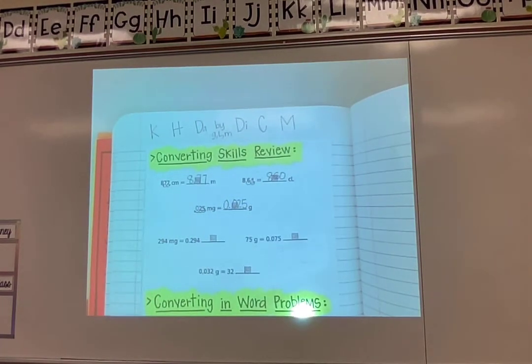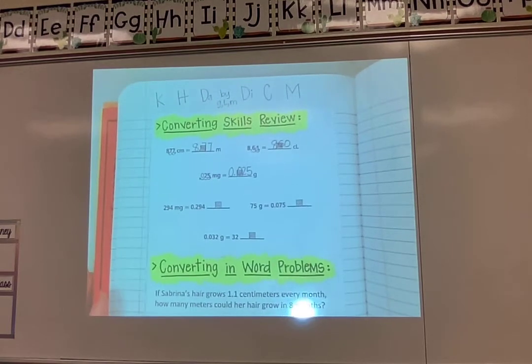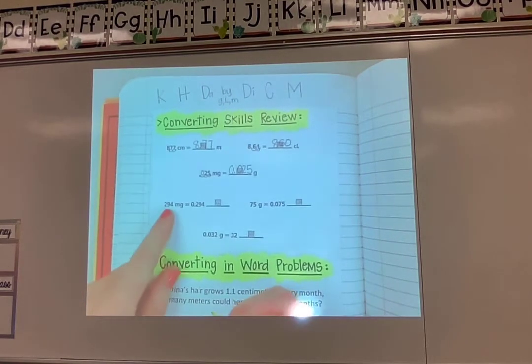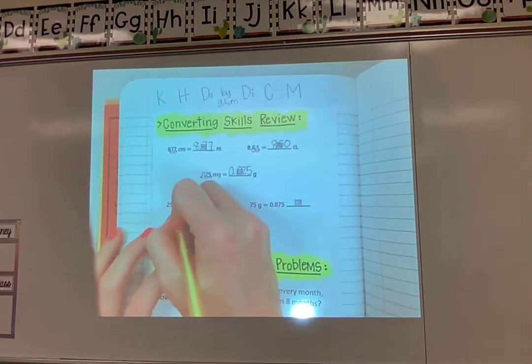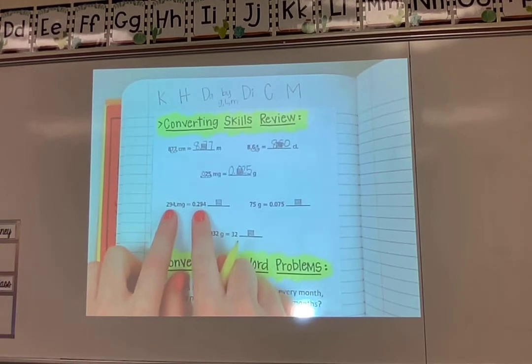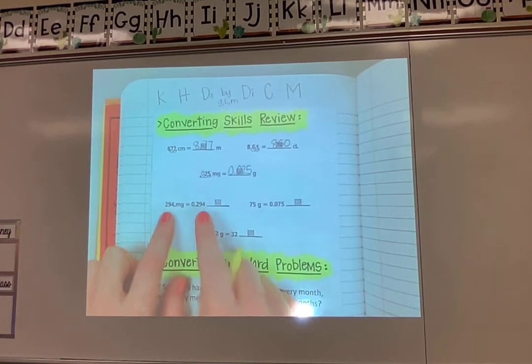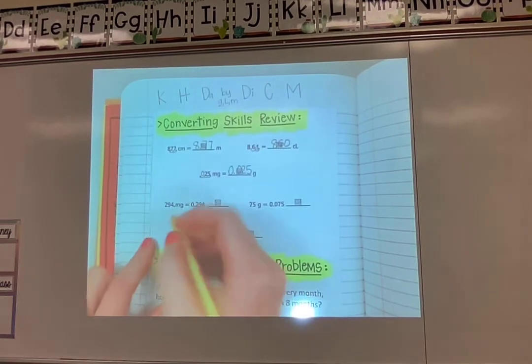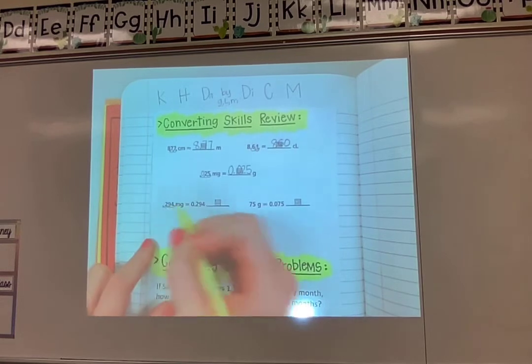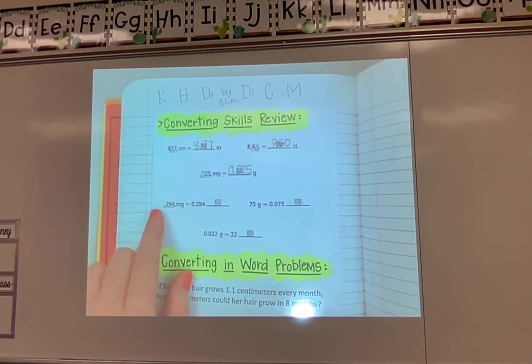Now the next 3 are asking us to do something a tiny bit different, but we're still using that chart. Remember, this chart helps us with everything. So 294, my decimal would be right here, milligrams. Now they're telling me what they got. I have to figure out the label. So I'm going to look. Well, in order for the decimal to move there, they had to move it 1, 2, 3 spots to the left.